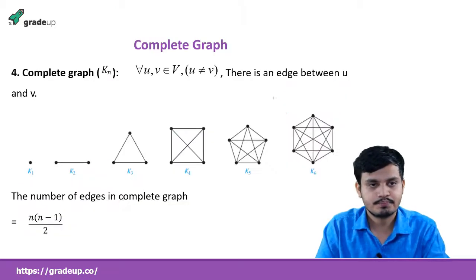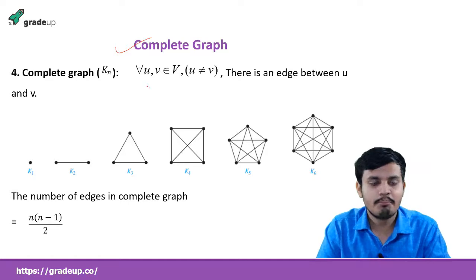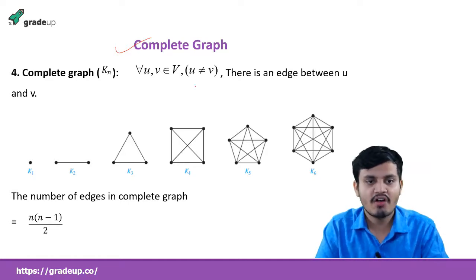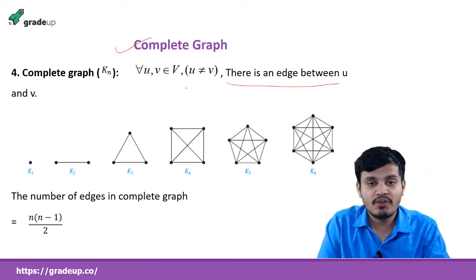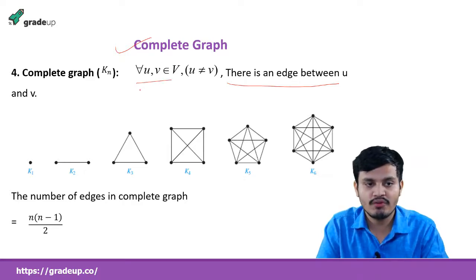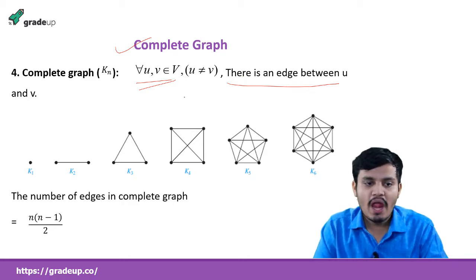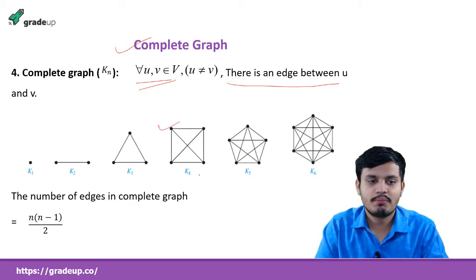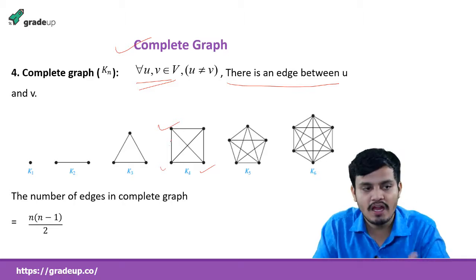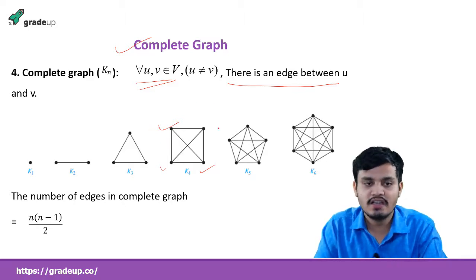Okay. Now we will be seeing complete graph. In a complete graph, for all u, v belonging to the vertex set V, there is an edge between them. So any vertex you pick, suppose I pick this and this, there will be an edge. You pick any pair of vertices, there will be an edge. So that is a complete graph.